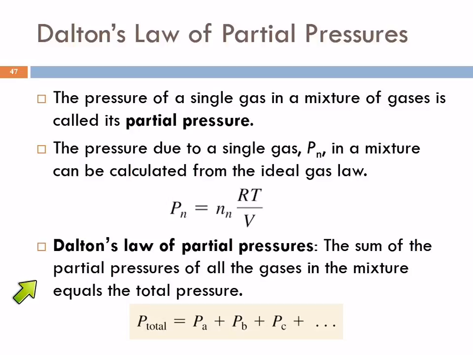Dalton's law of partial pressures tells us that you add up all the partial pressures, and that's going to equal the total pressure. Just like in a box of balls, if you add up all the mass of the blue balls and the mass of the red balls and the mass of the green balls, that's going to give you the total mass in that container. And this is the same Dalton of Dalton's atomic theory.